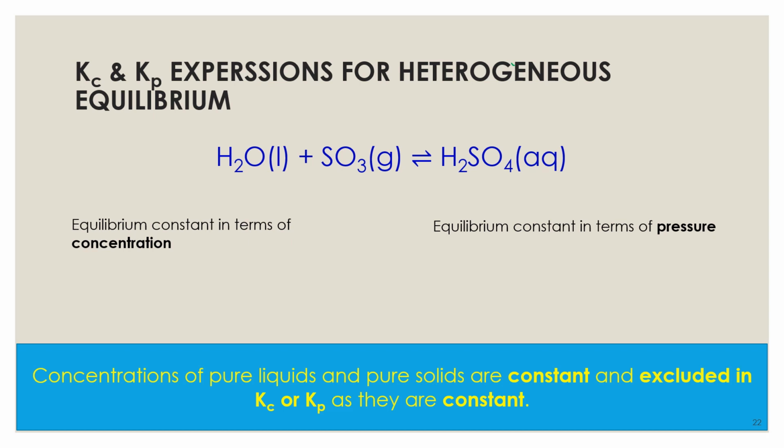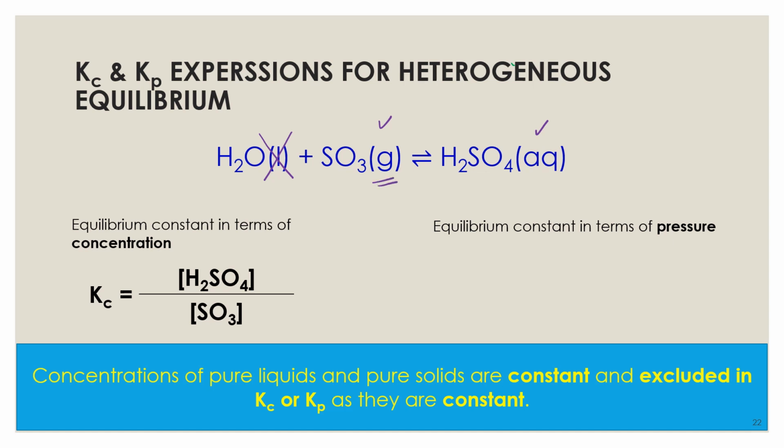In this example, since we have aqueous and gaseous form in the reactant and products, maka we are able to write equilibrium constant in terms of concentration. So Kc equals to concentration of the products divided by concentration of the reactant. But since H2O is in liquid form over here, so H2O will be excluded, okay, from the Kc and Kp expression. So the Kp is only effective for gaseous form sahaja.